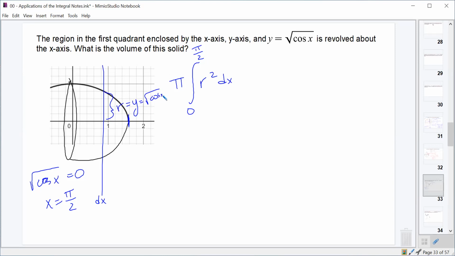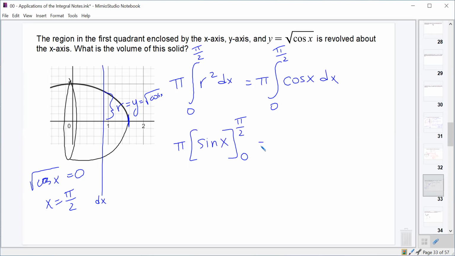So when I plug that in, I really just end up with pi times the integral of cosine x, because when I square the square root of cosine, I get cosine, from 0 to pi over 2. And the integral of cosine is sine. So we've got sine x from 0 to pi over 2, which gives us pi times 1 minus 0, or just pi units cubed.